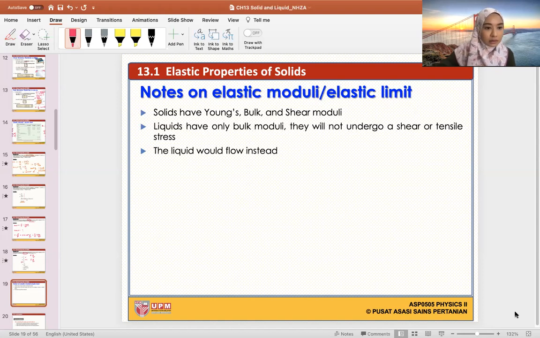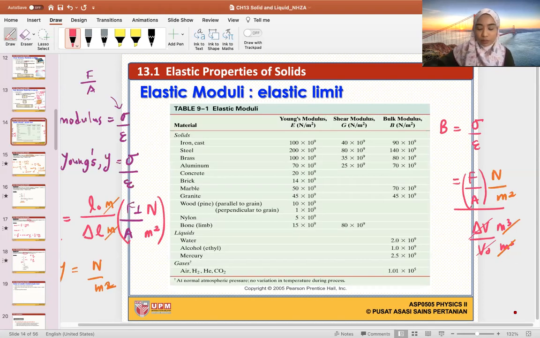Let's take a look at the table that we looked at tadi. So here kita ada solid, ada Young's modulus, ada value for shear modulus. We also have the value for bulk modulus. Solid like iron, steel, brass, aluminum, concrete, blah blah blah. Kat sini concrete tak ada shear. What happens if we try to put parallel force on a concrete? What happens to the concrete?